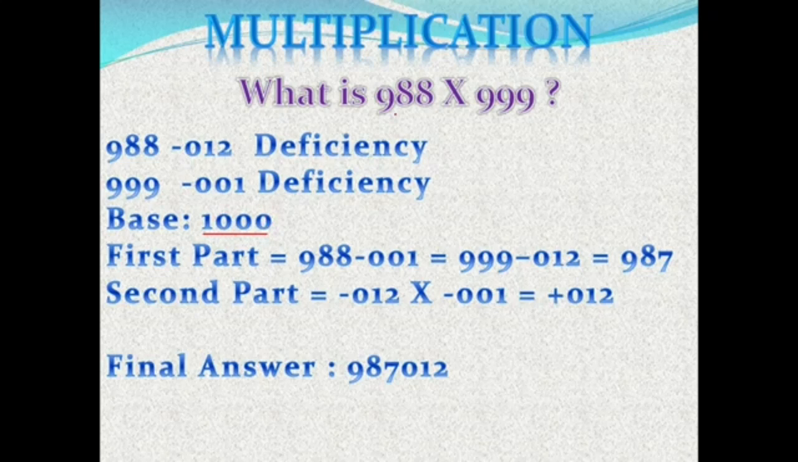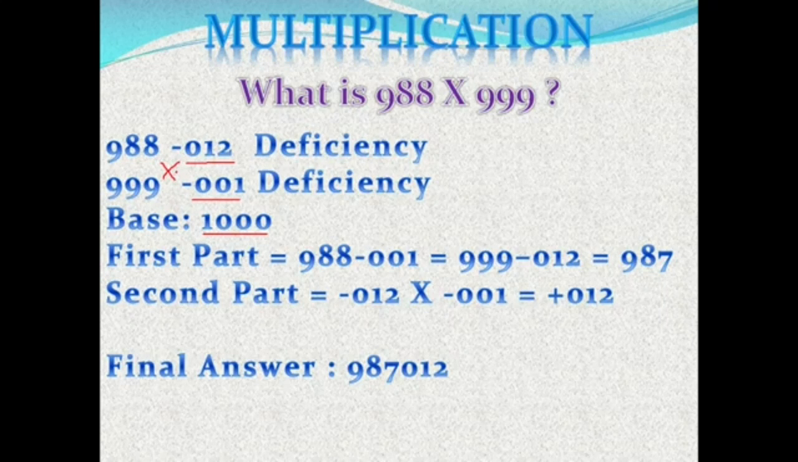Now watch. 988 is 12 less than 1000, and 999 is 1 less than 1000. And I mentioned 3 digits because the base value is 1000. As the base value is 1000, here I have mentioned 012, which is of length 3, and here it is of length 3. That's why I have mentioned 001. And as usual, what is 988 minus 1? It is 987. And what about 999 minus 12? It is also 987. Here I am putting a cross.